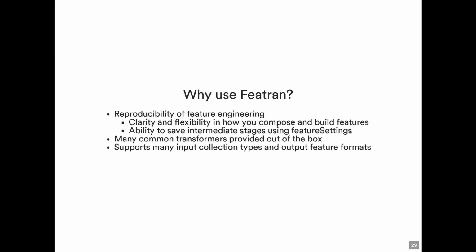And I guess just to summarize, why would we use Featran? The main thing is trying to make reproducibility of feature engineering easier. I'd argue that you get a lot of clarity and flexibility in how you compose and build features from the API. And it gives you the ability to save intermediate stages using feature settings so people can also reuse your work. Also, many common transformers are provided out of the box. And it supports many input collection types and output feature formats.